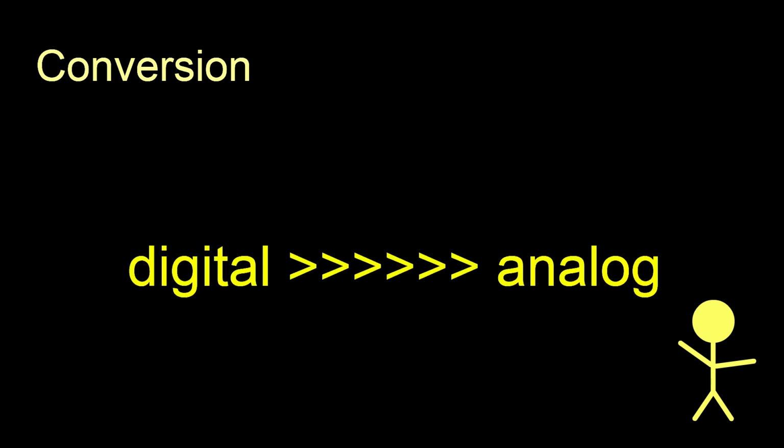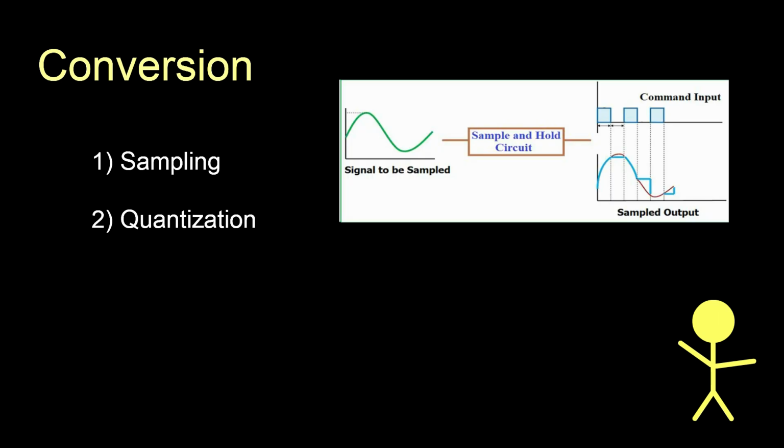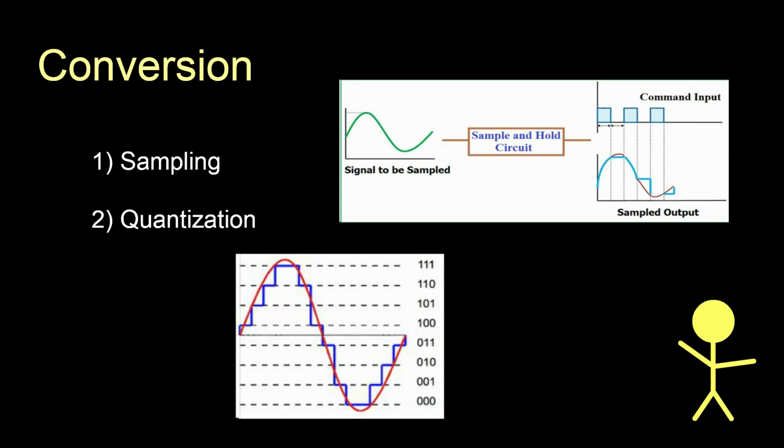To do that, there are two steps, sampling and quantization. First, we use the sample and hold technique, which only allows output to change at periodic intervals. Then, the analog-digital converter converts the output to the nearest integer number. This is quantization. Unfortunately, this process is often imprecise due to the different nature of the signals.